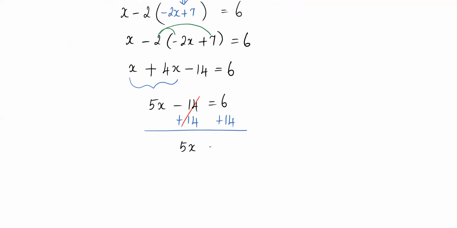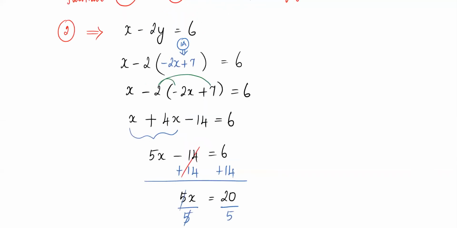5x equals 20. Now go ahead and solve for x, isolate x, by dividing by 5 on both sides. x equals 4. Very nice. We found one of the variables, but we need to solve for the other variable as well. So x equals 4 will be useful in helping us find the y.